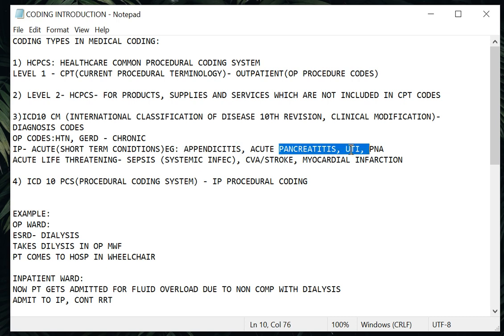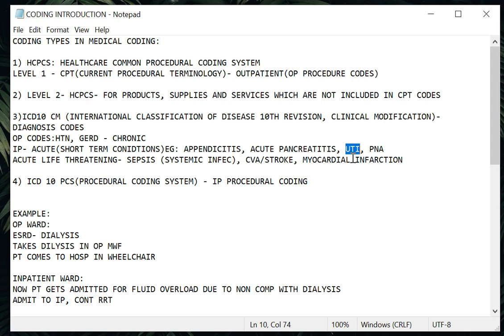See, for example, UTI. UTI is a urinary tract infection where the urinary bladder, the place where the urine gets stored, gets infected. For this they will be provided with antibiotics. If prescribed for 2 weeks, the UTI will get cured. So that is what we call acute, that is, short term conditions.